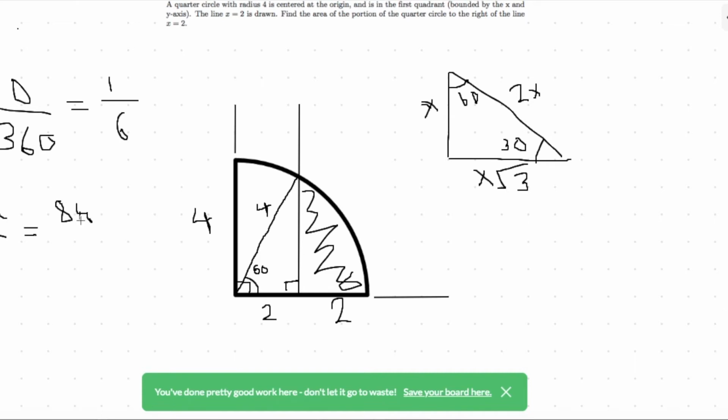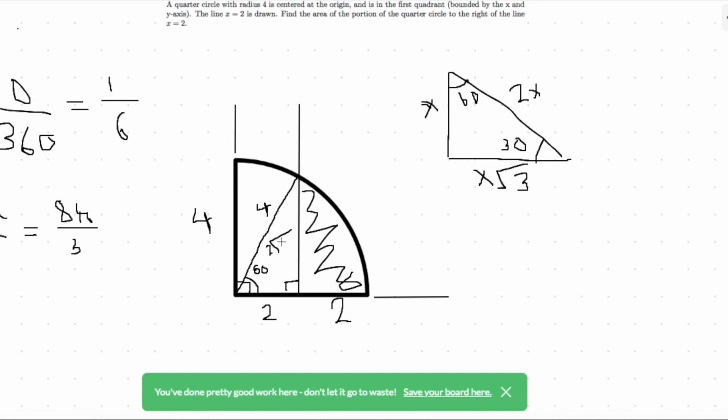We want the area of the shaded region. And so far we found the area of this sector. Well, what we should notice is that if we subtract this triangle from the sector, then all we're left with is the area of the shaded region. Well, let's use our 30, 60, 90 relationships. Because this is 2 and this is a 60-degree angle, we know that this height must be 2 root 3.